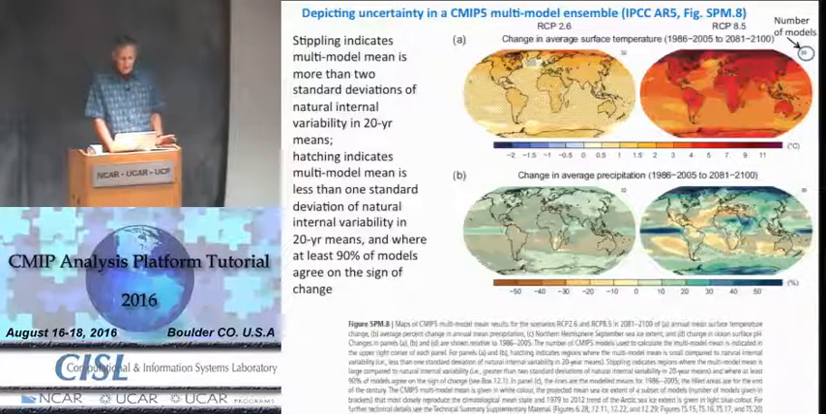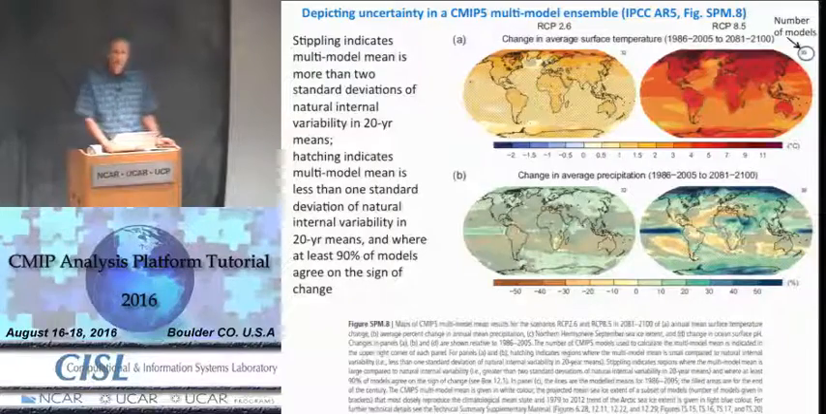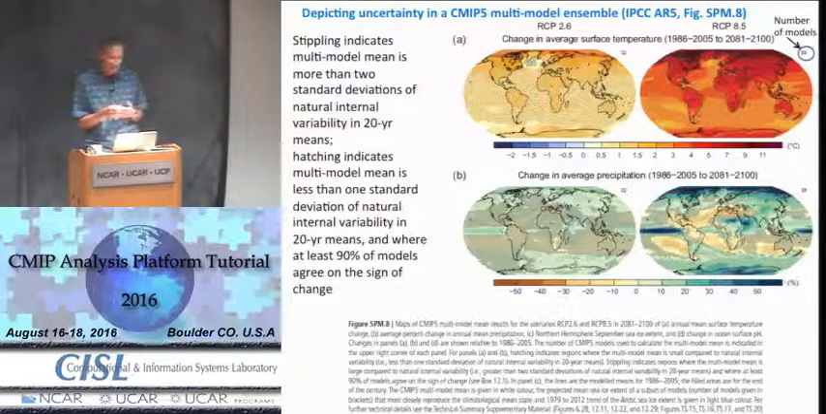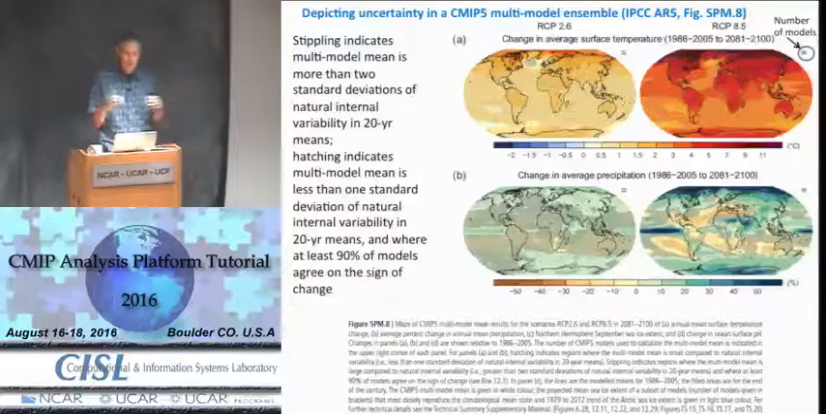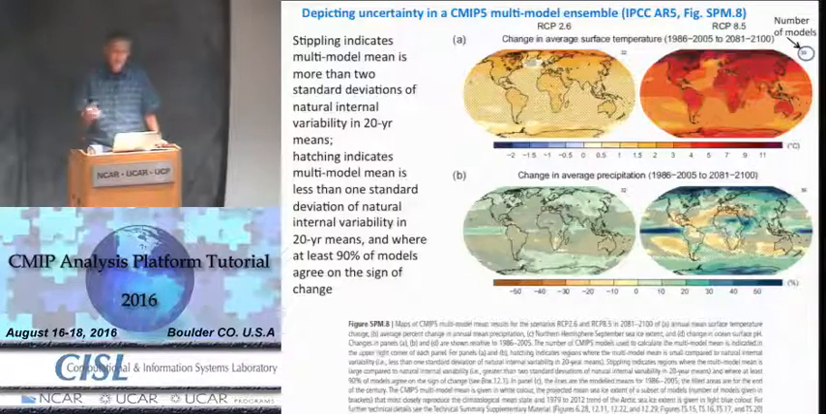But you're only plotting stippling and hatching where at least 90% of the models agree on the sign of the change. This is giving you information on how seriously you should take the size of the anomalies and how seriously you should take certain geographical differences based on model agreement.